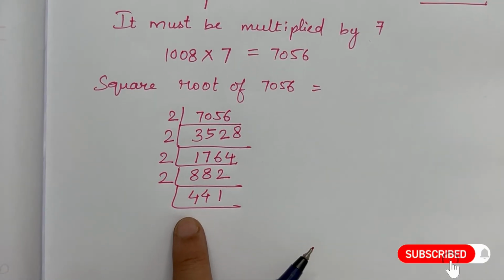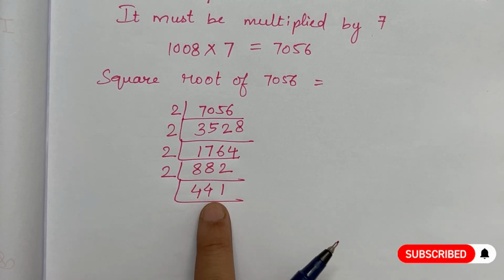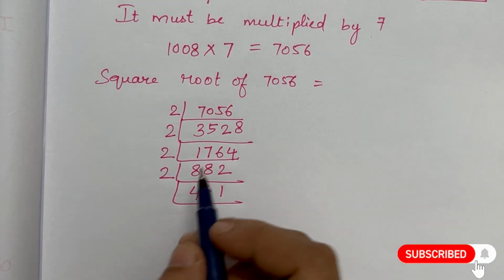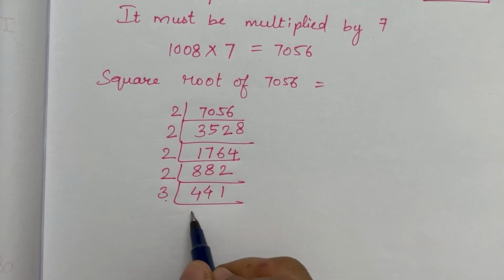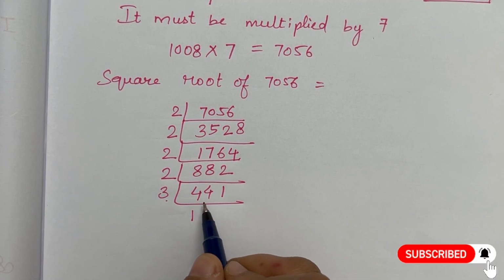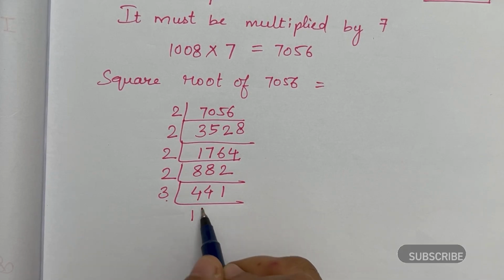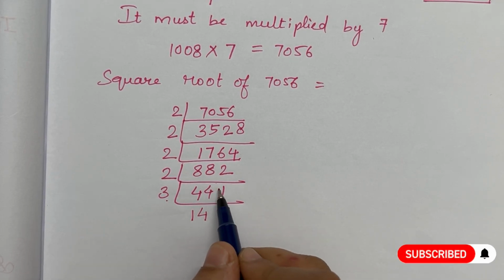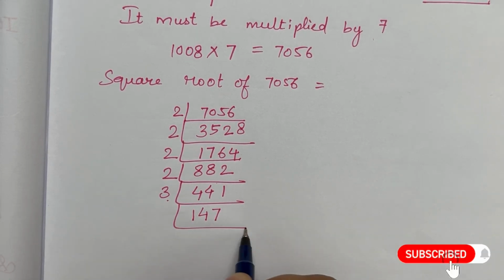Now this is an odd number, so this is not divisible by 2. 4 plus 4 is 8, 8 plus 1 is 9, so this is divisible by 3. So 4 will not come, 3 will come 1 time. 1 left, 1 4, 14. Now in the table of 3, 12 will come 4 times. 2 left, 2 1, 21. 21 will go 7 times.